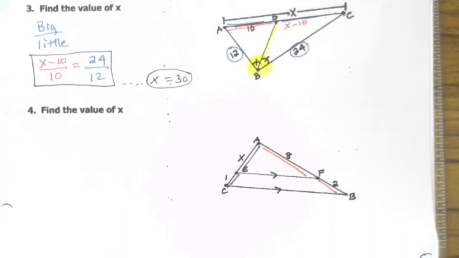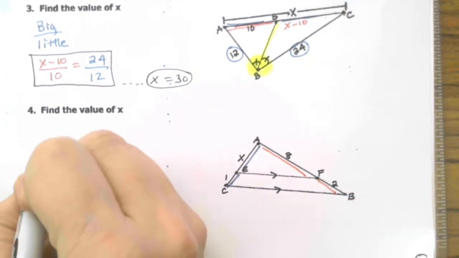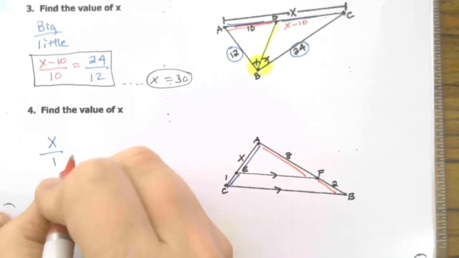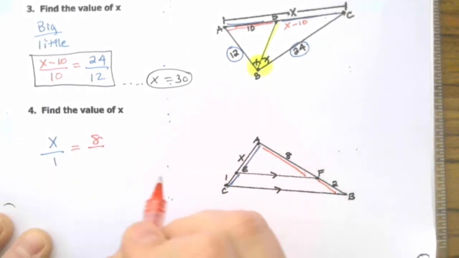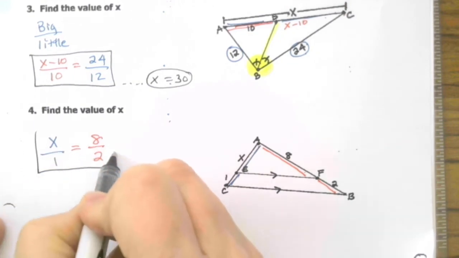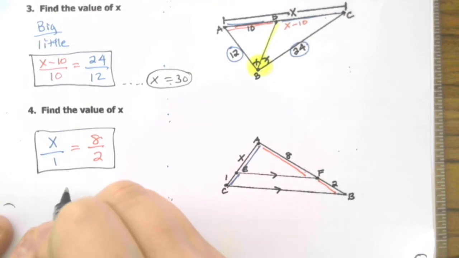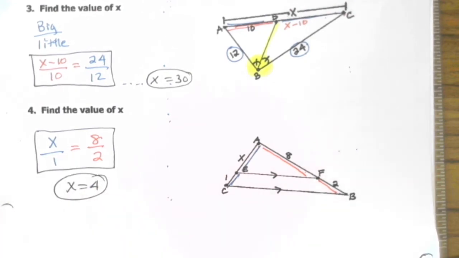Okay, so let's go, since this is x, big over small. So big piece x over small piece 1 equals, now the other one, big piece 8 over small piece 2. That is your equation. And 8 divided by 2 is 4. So x equals 4.